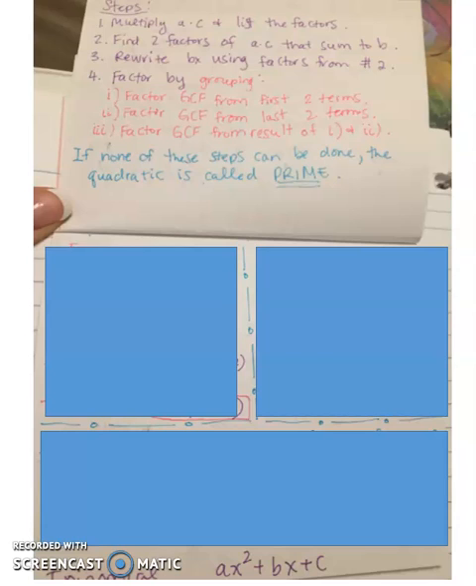So you're going to factor out the GCF from the first 2 terms when you factor by grouping. Then you'll factor out the GCF from the last 2 terms. And then you'll have 2 additional terms, and these 2 terms should have a GCF, and then you're going to factor those out from the result of 1 and 2. If none of these steps can be done, the quadratic is called prime. I'll show you an example of that in just a moment.